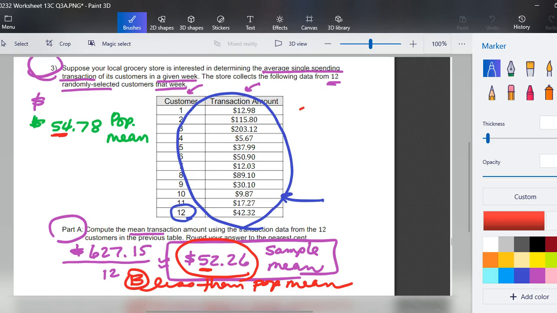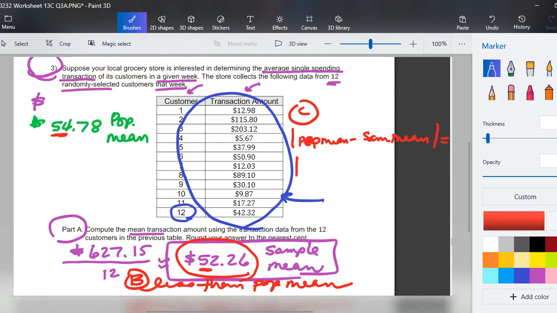Part C says, okay, then compute the absolute error. Remember the absolute error on the slide previous to this is we're going to take the absolute value of the population mean minus the sample mean. And once we do the difference and take the absolute value of it, this is called the absolute error between the population mean and the sample mean.